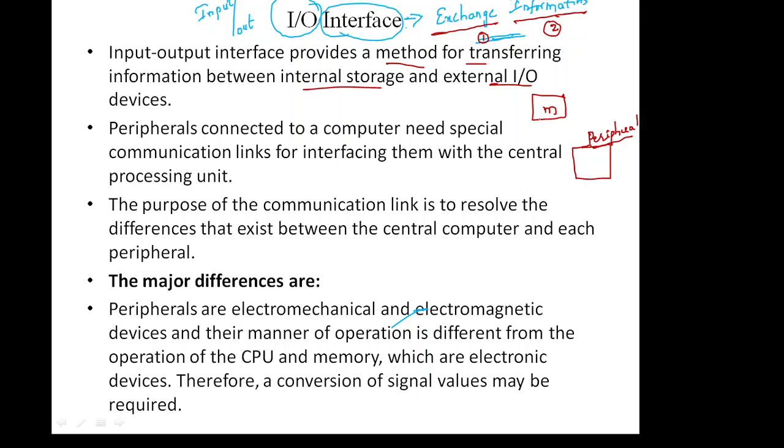Peripheral devices connected to a computer need a special communication link. Why? Because as we all know, our CPU or computer is an electronic machine, as we studied in the first year itself. If we connect only electronic devices to this computer, there is no need for any sort of interface. Why?